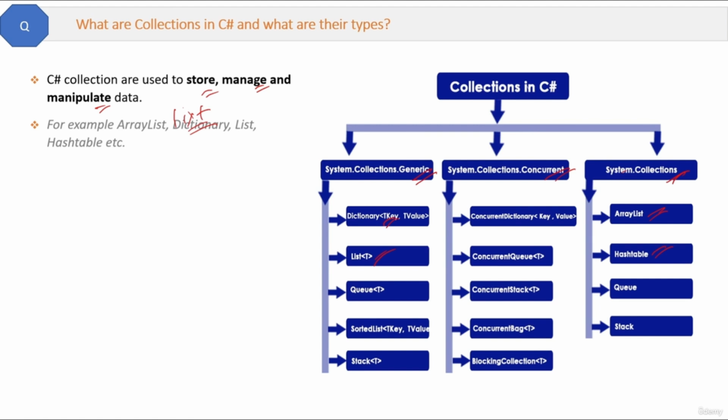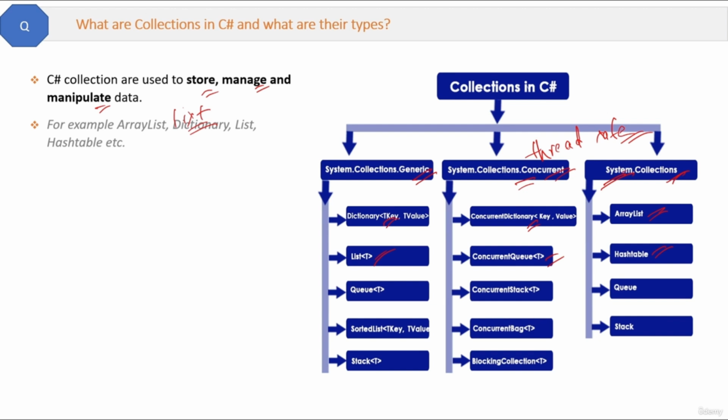Now the first category is normal collections. These are the basic ones: ArrayList, Hashtable, Queue, and Stack. Then we have concurrent collections. These are the thread-safe collections in C Sharp, meaning if you are using multi-threading in your application, then these collections can be helpful to you. I will not go into the details of this collection, otherwise it will be a very long video.